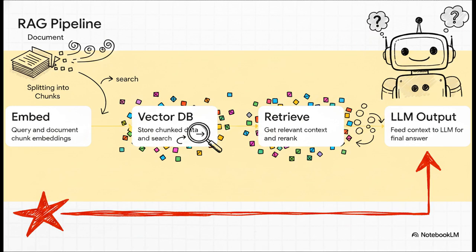Simple enough. Then when a user makes a query, the system embeds that query, searches the vector DB that has your chunked data, retrieves the relevant context, re-ranks it, and only then feeds it to the LLM to generate an answer. The absolutely crucial point here is that your retrieval quality depends entirely on how those chunks were created at the very beginning of the flow.